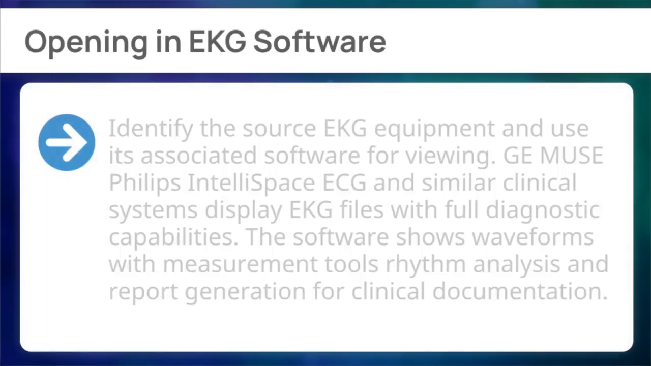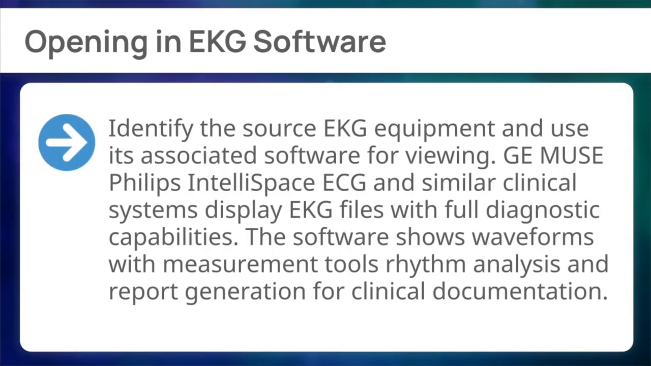First, opening an EKG software. Identify the source EKG equipment and use its associated software for viewing. GE Muse, Philips IntelliSpace ECG, and similar clinical systems display EKG files with full diagnostic capabilities. The software shows waveforms with measurement tools, rhythm analysis, and report generation for clinical documentation.